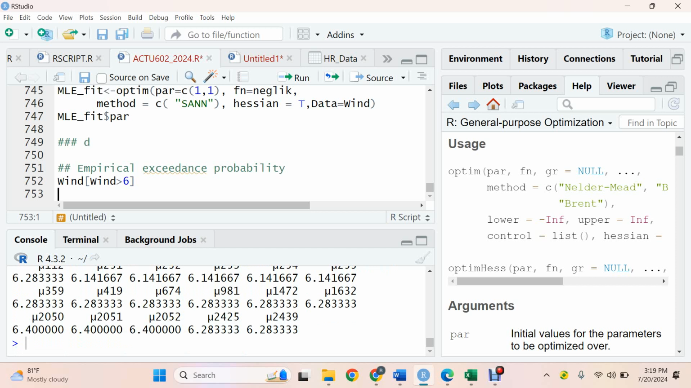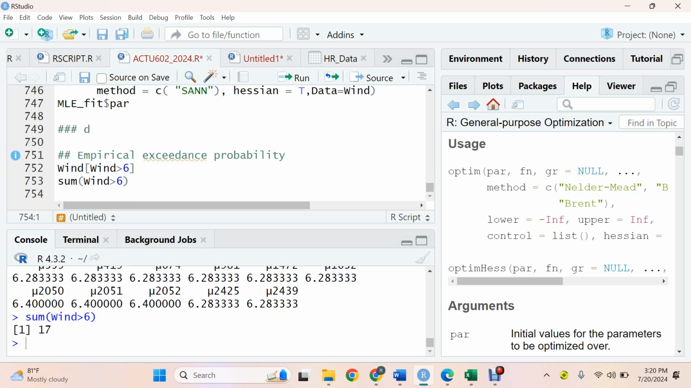So it means that if I want to get the exceedance probability, there are several ways to do this. I can get the number greater than 6 and divide by the length of wind. Alternatively, I can take this and find the sum, which will give me how many. The sum of this, true is 1, false is 0. So if I do this, I'm going to get 17.